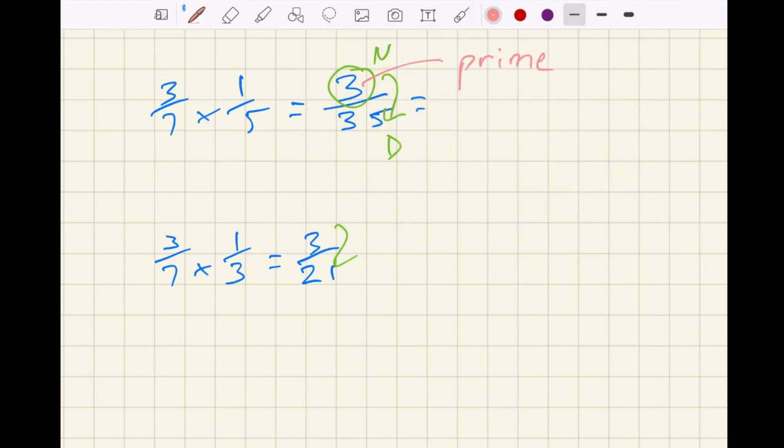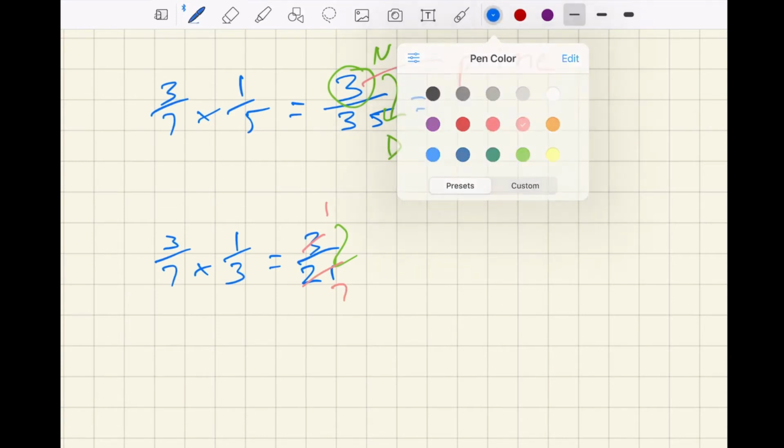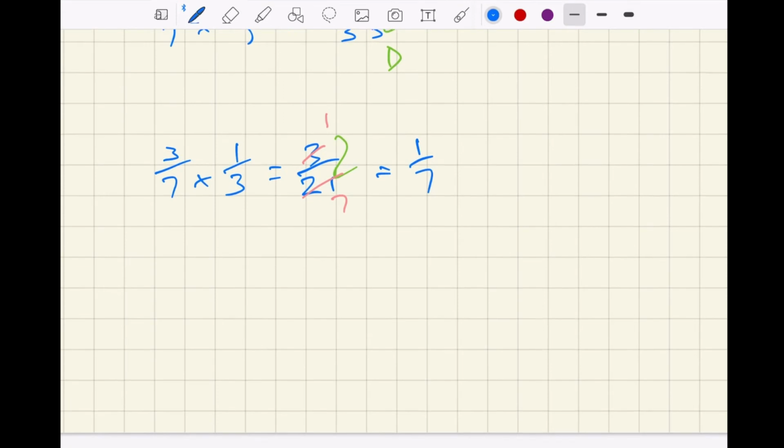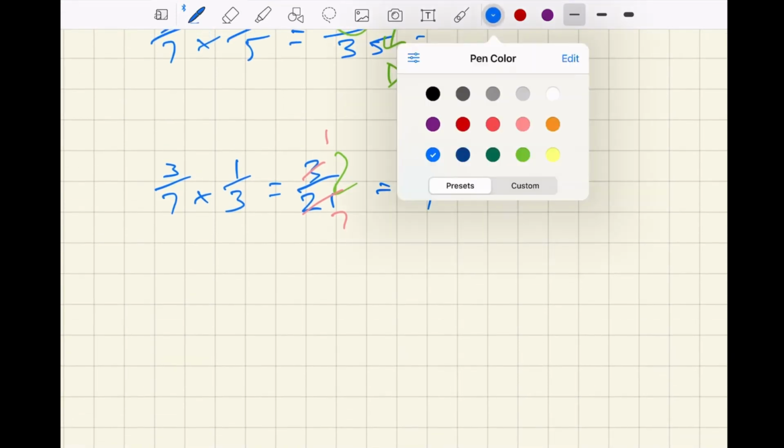So I can cancel it down. 3 into 3 goes once. 3 into 21 goes 7 times. So now it's 1/7. And 1 is pretty much the lowest you can get in terms of a numerator. So there's certainly nowhere else to go, 1/7. There's just one more thing that's worth exploring. And so I'll just choose a different one.